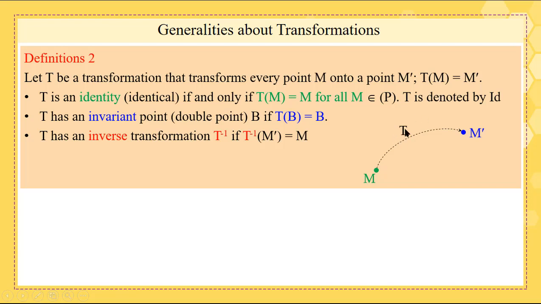Here T is a transformation that transforms M onto M prime. Then T minus 1 is a transformation that transforms M prime onto M.